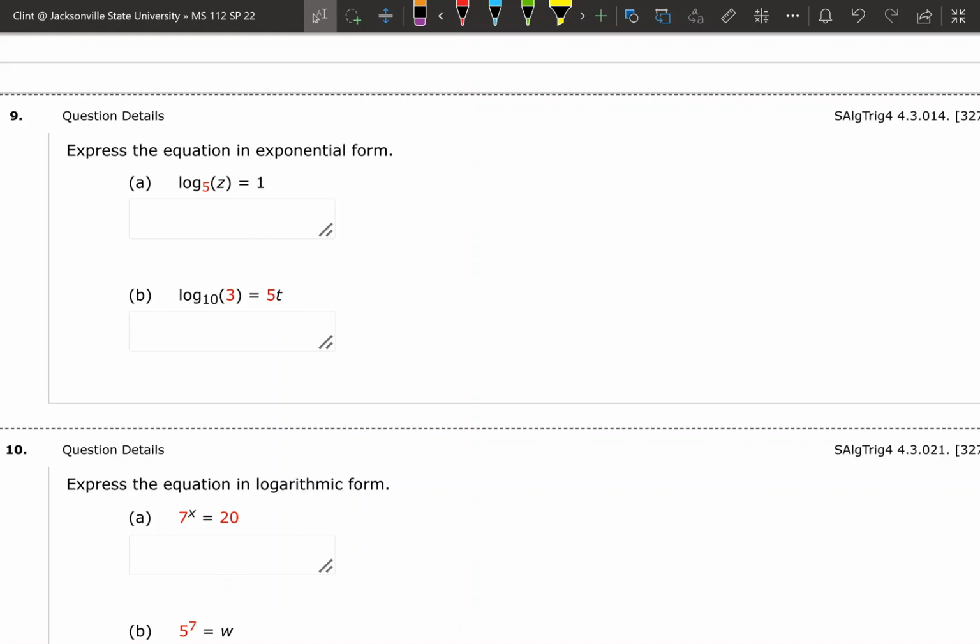So on A, the base of our logarithm is 5. So the base in exponential form would be the same thing. That means 5 would be our big number. And that says 5 to what power? 1. It's the thing on the other side of the equal sign. So 5 to the first power equals the thing inside of the logarithm, z.